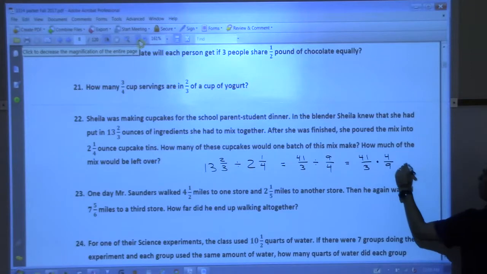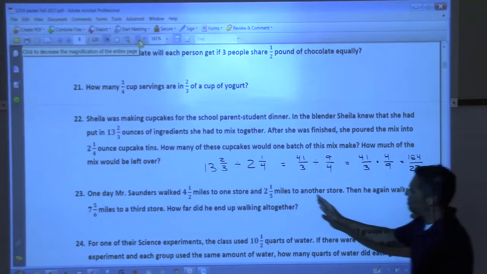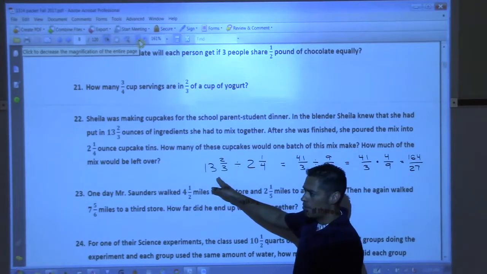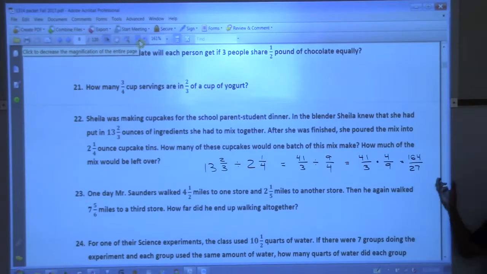Multiply across. Okay, so if we multiply across, we get 164 over 27. So, you know, that's the answer, right? That's how many times this goes into this. All right? But we want to know how many actual cupcakes this is.